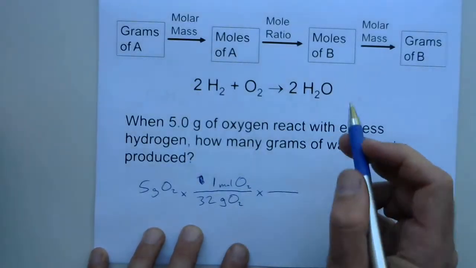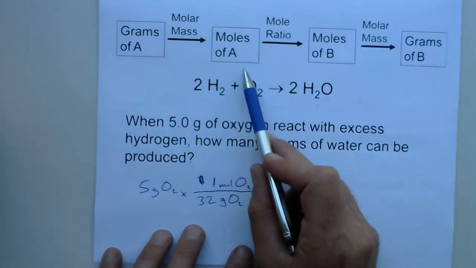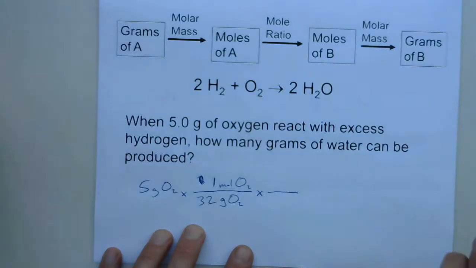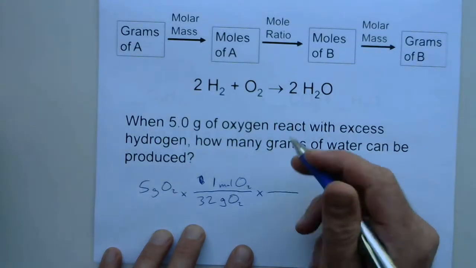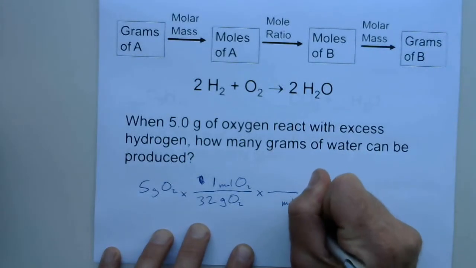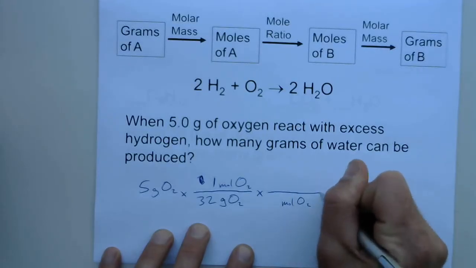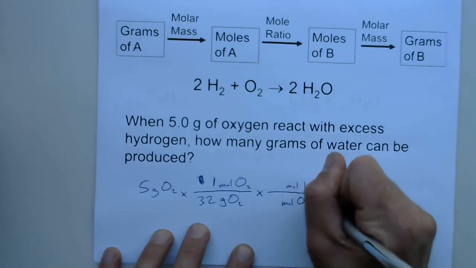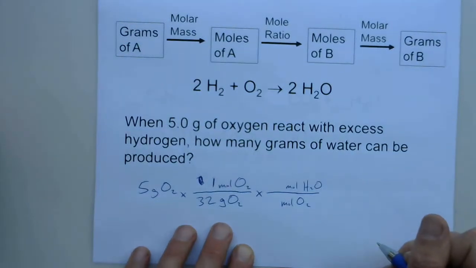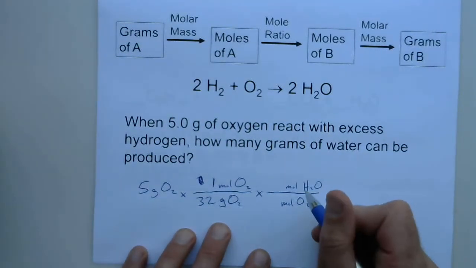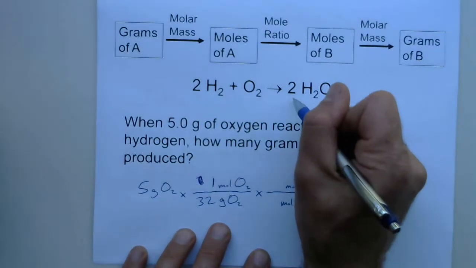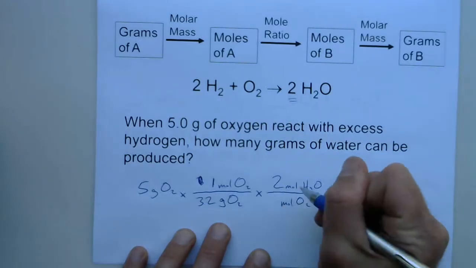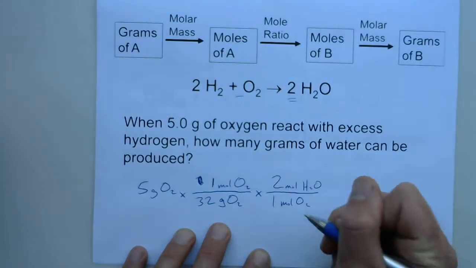Next step, using the mole ratio to go from moles of oxygen, what we have, into moles of, we're interested in the water, so H2O. So moles of O2 go on the bottom, moles of H2O go on the top. And then we look at the ratio between these two things in the balanced equation, so we're getting 2 waters every time 1 oxygen reacts.